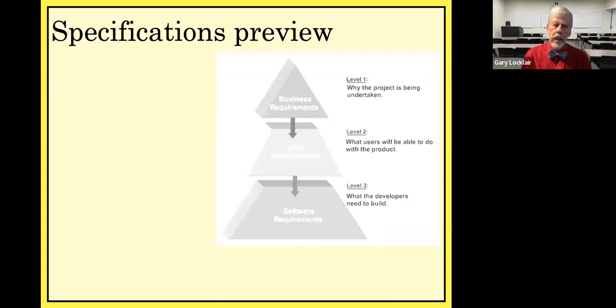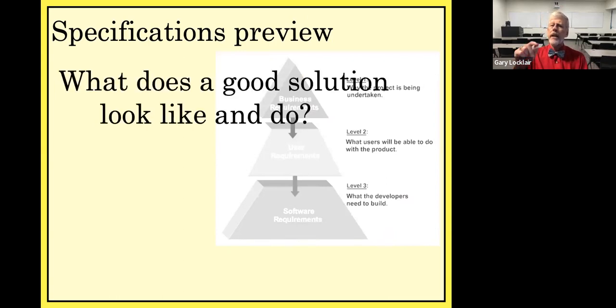So let's move on and talk about specifications. Let's just preview it concisely, and we'll hit some more of it next time, and you'll read about it too. Here is the fundamental question for the specifications phase of software engineering. What does a good solution look like? What does a good solution do? The key word in specifications is what. What does it look like? What does it do?